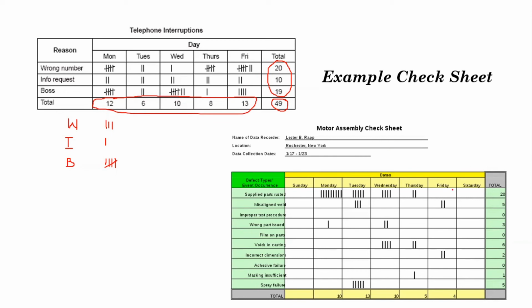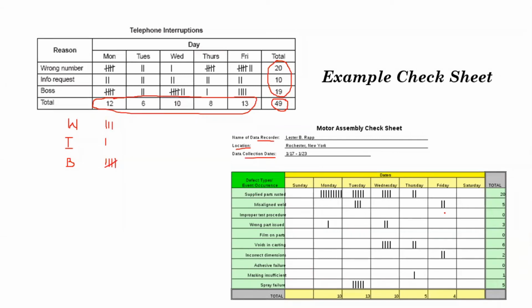And here, for example, we have a motor assembly check sheet. Who is the data recorder or the data collector? Where was the data collected? And when was the data collected? Then here you have, again, from Sunday up to Saturday, 7 days, and you have the defect types that occurred in the motor assembly station. So there are different defects that are observed.